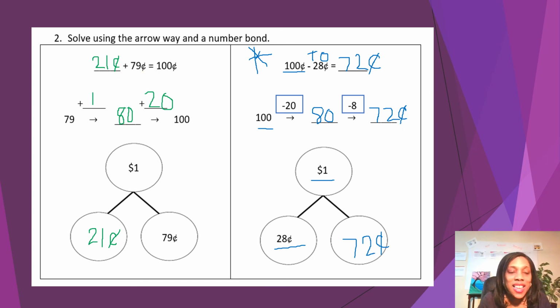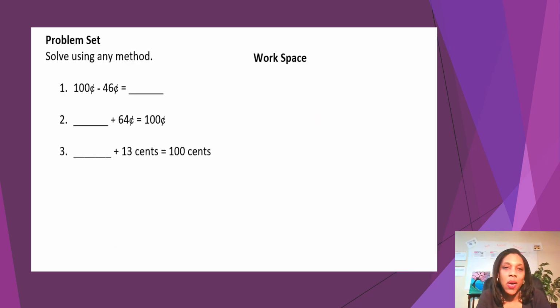All right, let's look at our problem set next. Now, I think you're ready to try your problem set on your own. Remember, you can use the arrow way, a number bond, a tape diagram. Go ahead and try to do your best.